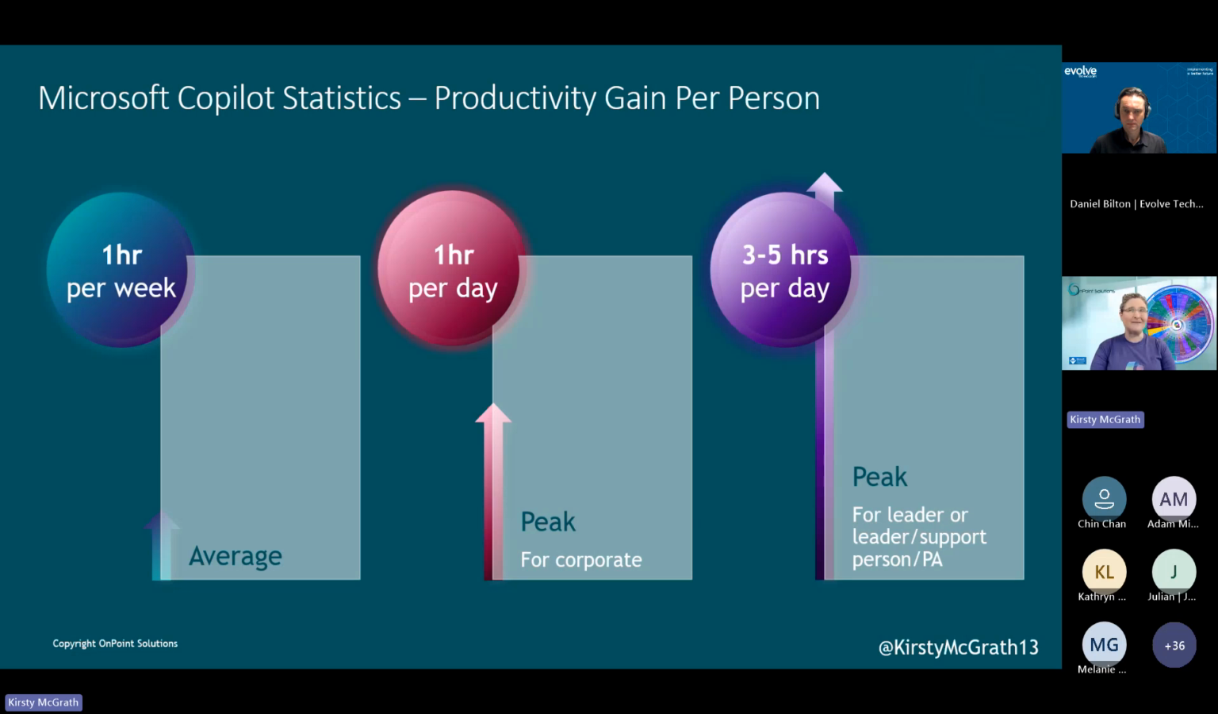So in terms of some of the statistics around the productivity gains, on average it's around 1 hour per week, and this is right across an organisation. However, when we get into the more corporate side that might be living and breathing inside Office and doing emails and all of the other components, it's about an hour a day. But if you're in a leader or a support type role, it's 3 to 5 hours a day. That's some significant savings across a business when it comes to your ROI.